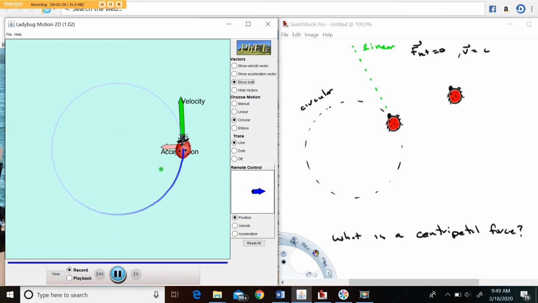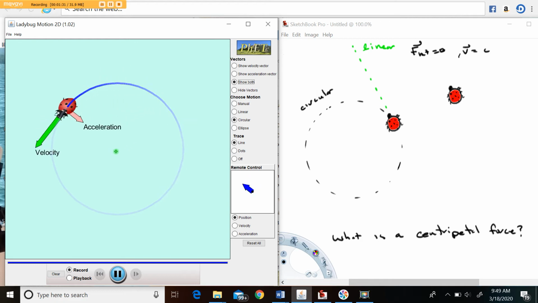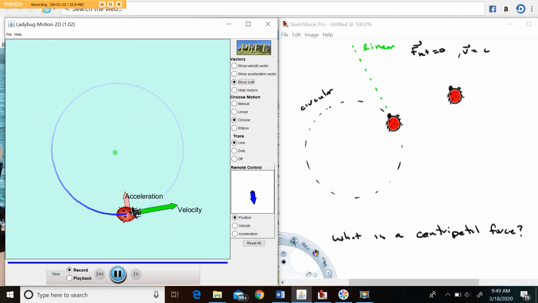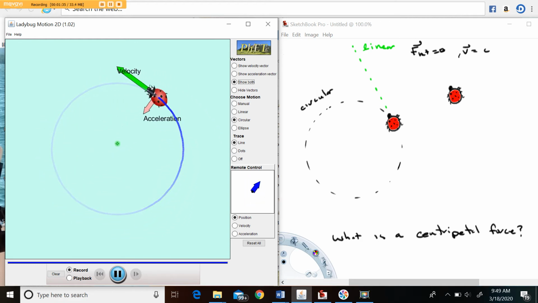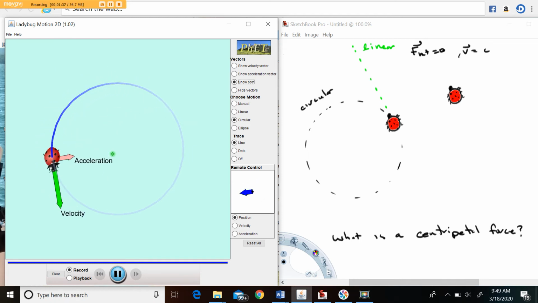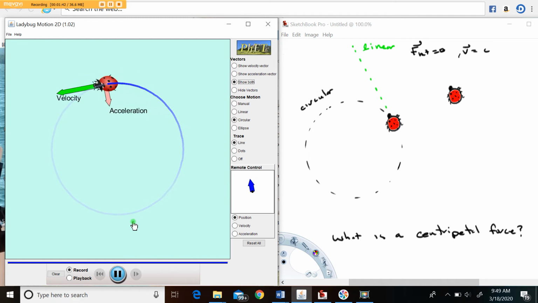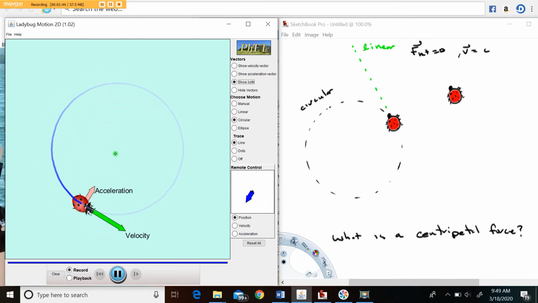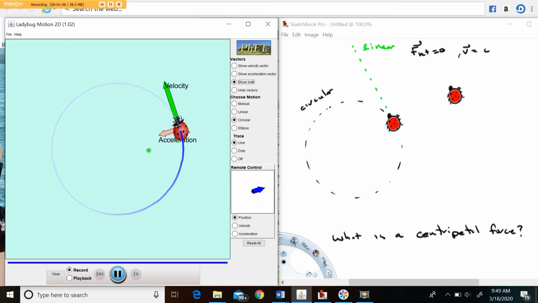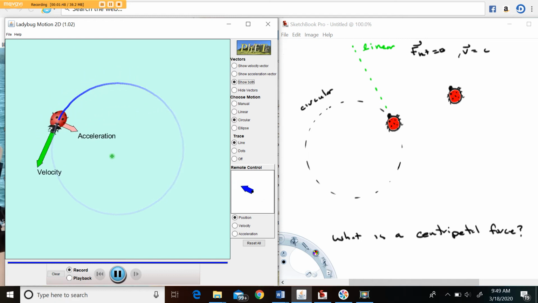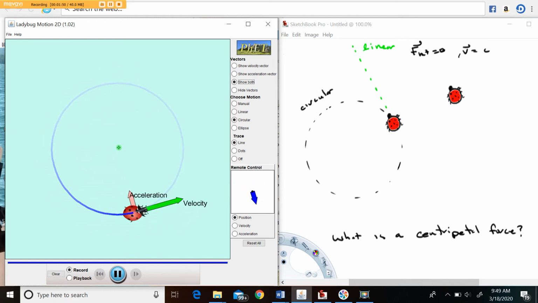The reason this points entirely inward towards the center of curvature is because the ladybug is not speeding up or slowing down. If the ladybug did that, there'd be acceleration components parallel to this velocity vector, but I'm going to limit this discussion to uniform circular motion. So the acceleration of this ladybug is completely inward towards the center, and it's a centripetal acceleration.